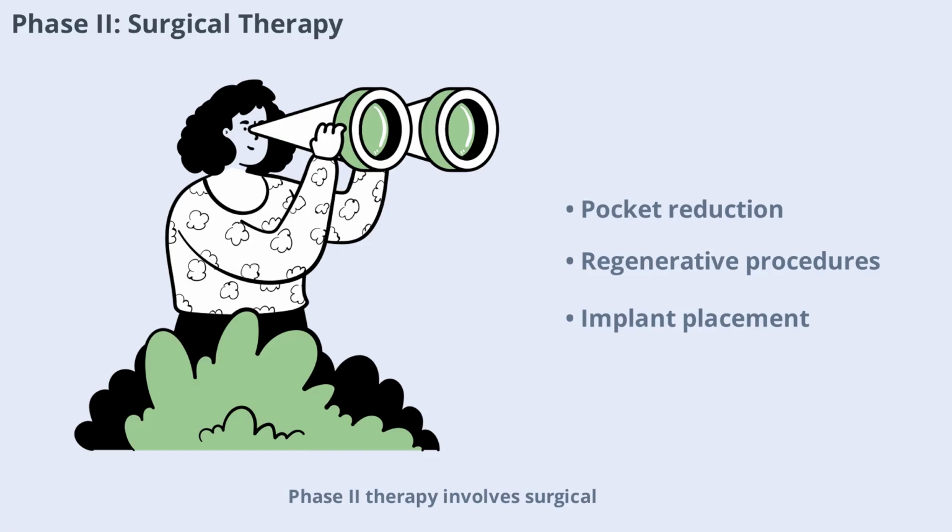Phase 2 therapy involves surgical procedures to further improve periodontal health. These include pocket reduction or elimination, regenerative techniques, and periodontal plastic surgery. Root coverage procedures and widening the attached gingiva are performed to enhance aesthetics and function. Pre-prosthetic surgeries, such as crown lengthening and ridge augmentation, prepare the mouth for restorative work. Osseous surgeries and implant placement are also part of this phase, addressing both resective and regenerative needs.